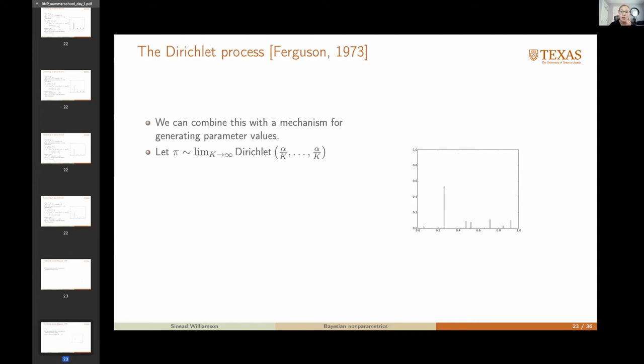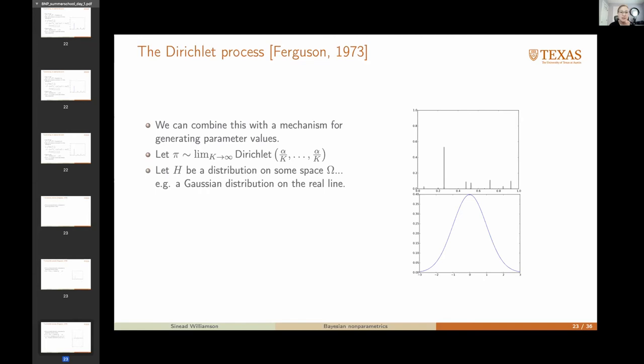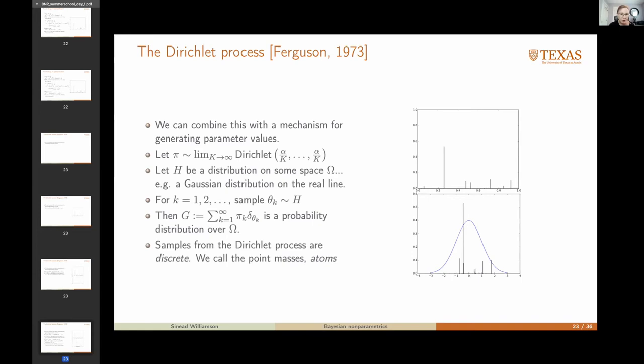So first we're going to sample our probability vector, and then we're going to pick some distribution over our parameters, and we're going to sample our component parameters from that distribution. Right. So the Dirichlet process is this combination of an infinite dimensional Dirichlet and a mechanism for picking parameters for each component. So we specify it in terms of these two parameters, alpha, which is that value that we used in our original Dirichlet, and h, which is some distribution over our parameter space.